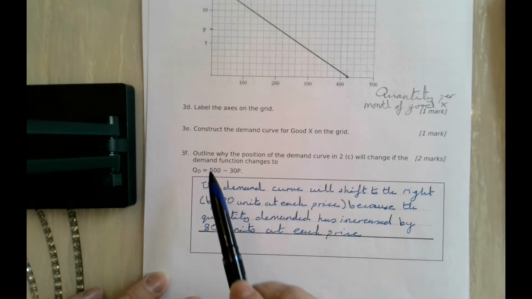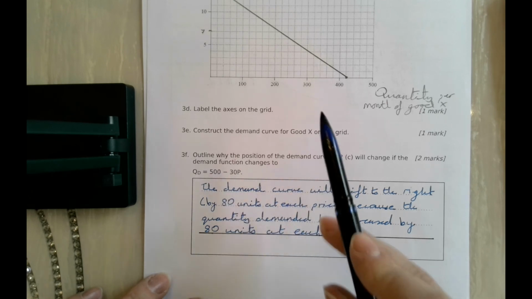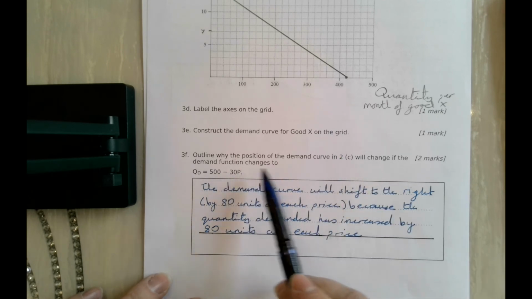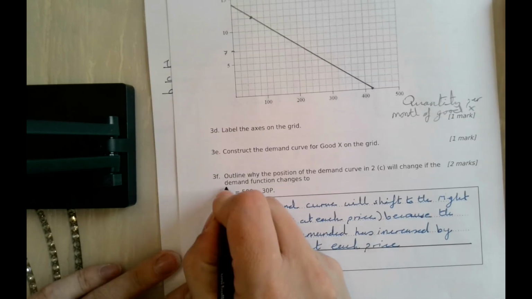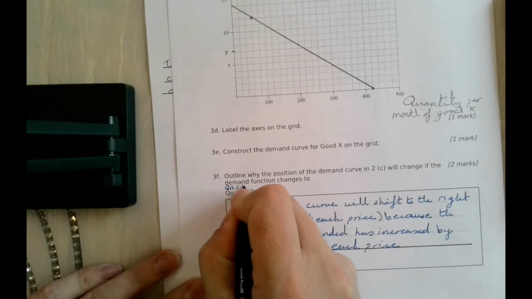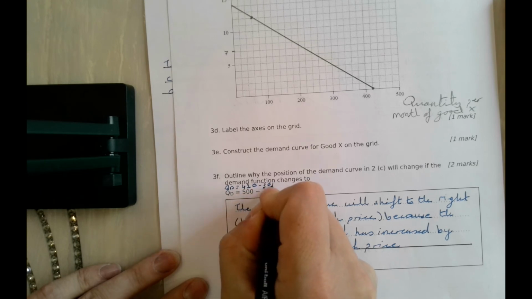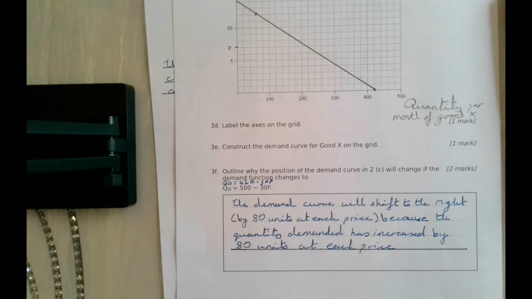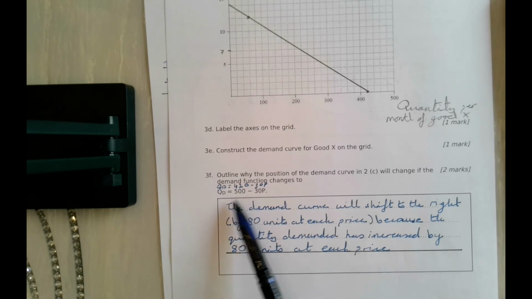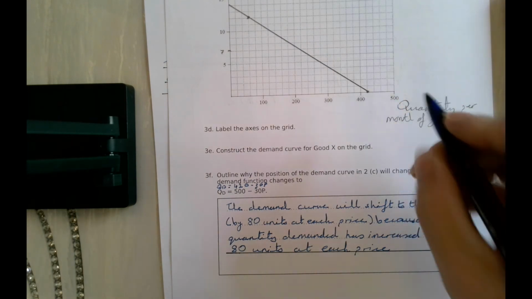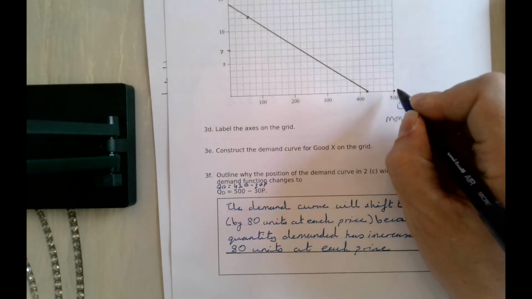Now what we're saying here is outline why the position of the demand curve above will change if the demand function changes to this. So what is the difference? And I will write it here. It was QD equals 420 minus 30p. Okay, don't forget the number before the p is the slope. So that hasn't changed. So the slope is going to be the same. All right. And what we're actually saying is the demand curve, because this number, the part on its own, changes, instead of touching here, which is 420, it's going to touch here.